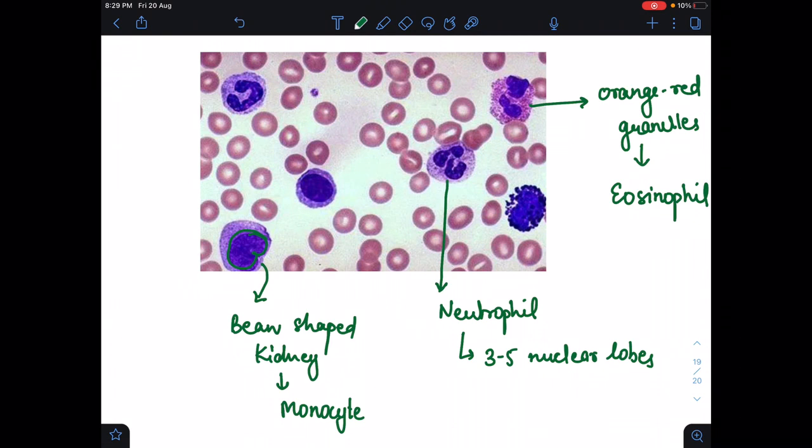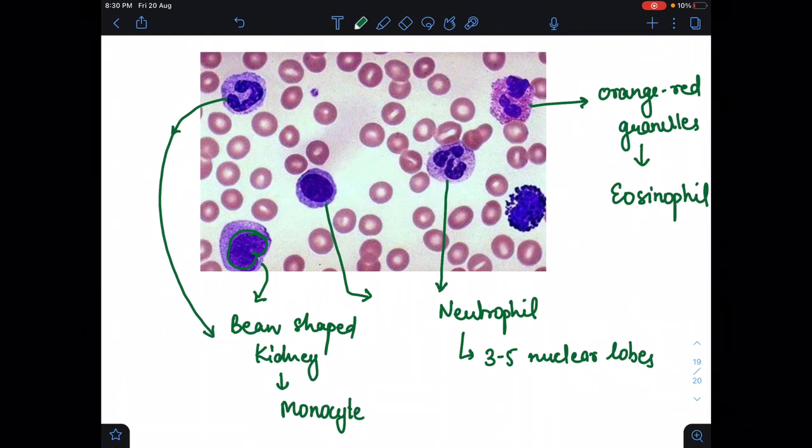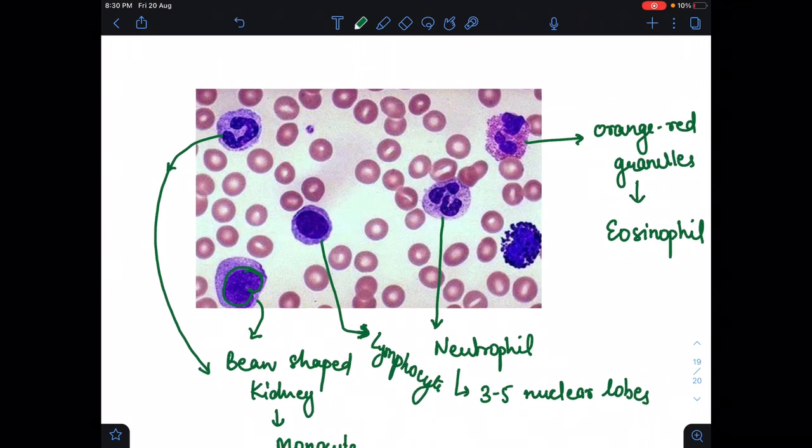In the monocyte we see a kidney shaped or bean shaped nucleus, and in this we see a band like structure. So it is also a kidney or bean shaped nucleus, so it is also a monocyte. And in this image we see that it is a lymphocyte because the nucleus size is almost equal to the cell, so it is a lymphocyte. So these were the identifications.